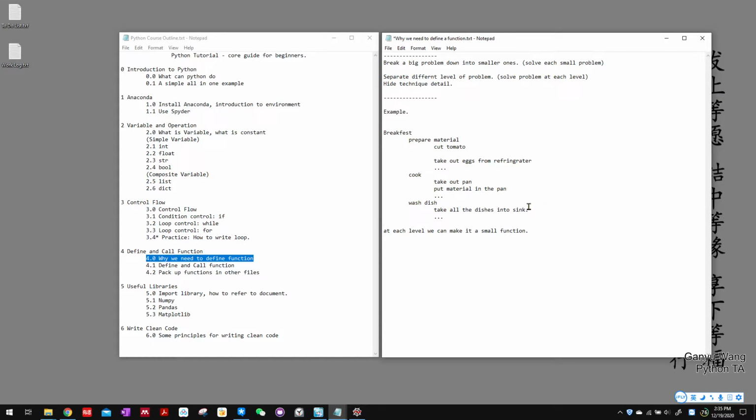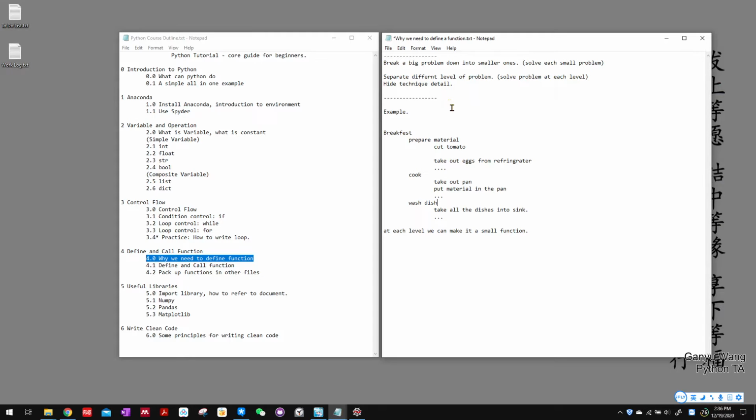So at each level, we will make something into small functions. For the first thing, if I want to solve this big problem, breakfast, I will solve these small problems one at a time. At this point, I make the problem a little bit easier for me.